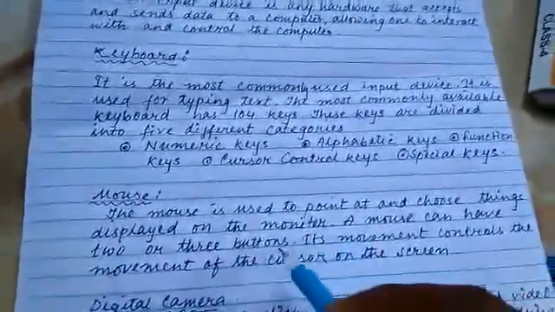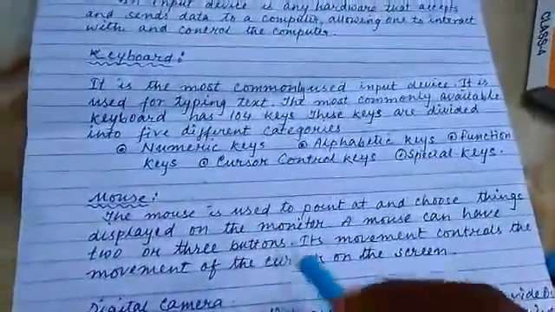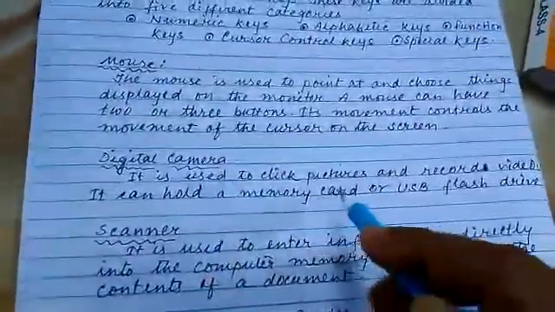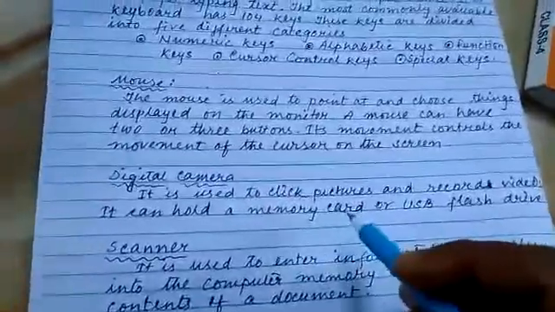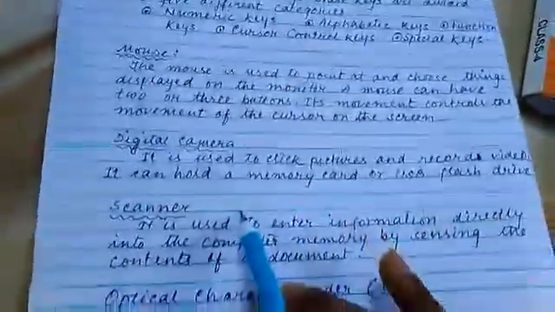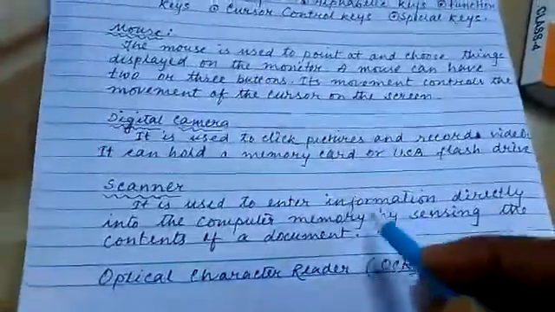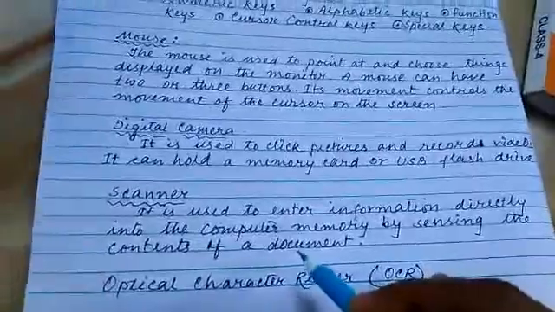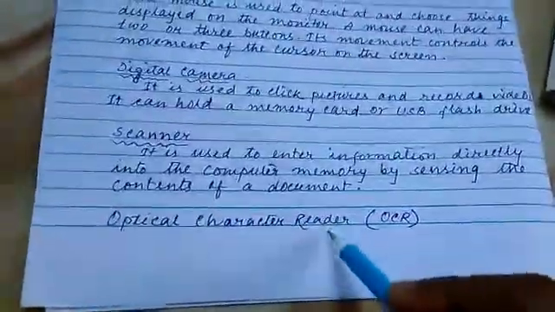A mouse can have 2 or 3 buttons. Its movements control the movement of the cursor on the screen. Next is digital camera. It is used to click pictures and record video. It can hold a memory card or USB flash drive. Next is scanner. It is used to enter information directly into the computer memory by sensing the content of the documents. Optical character reader, OCR.